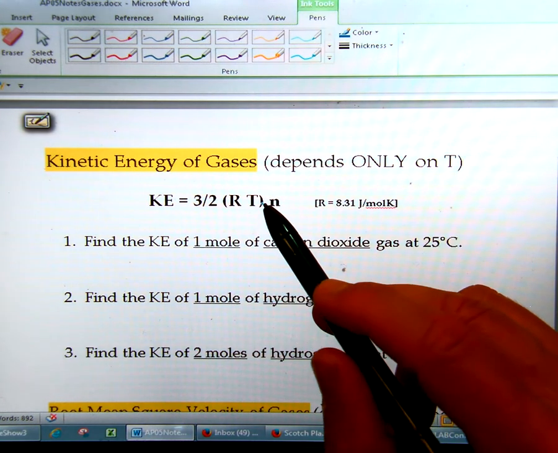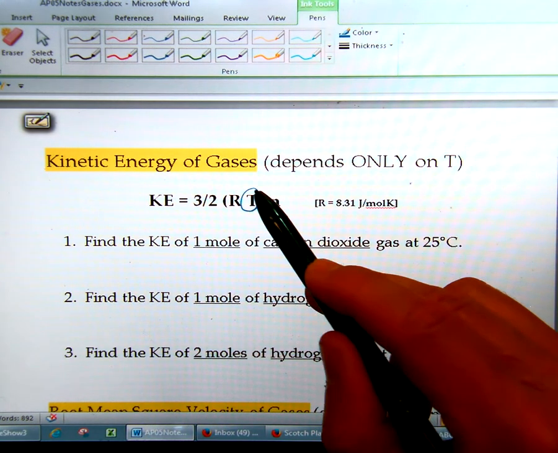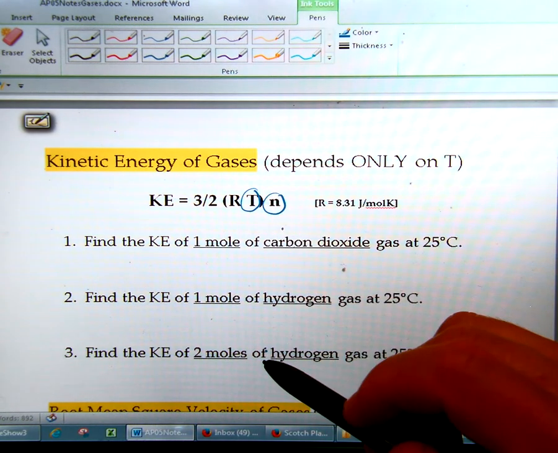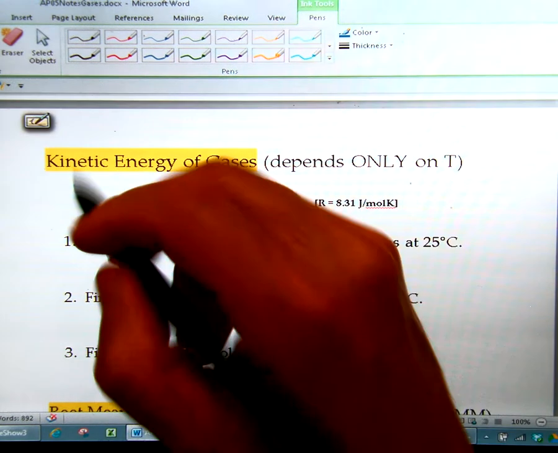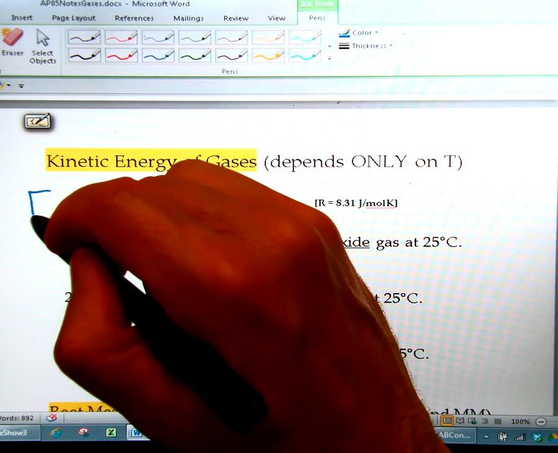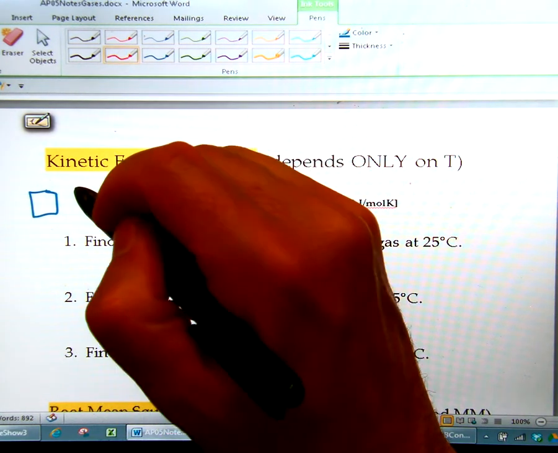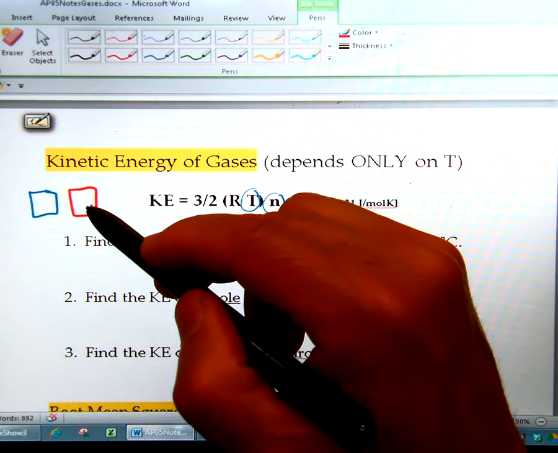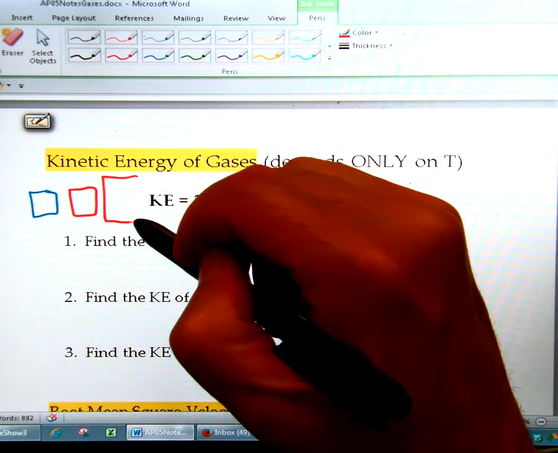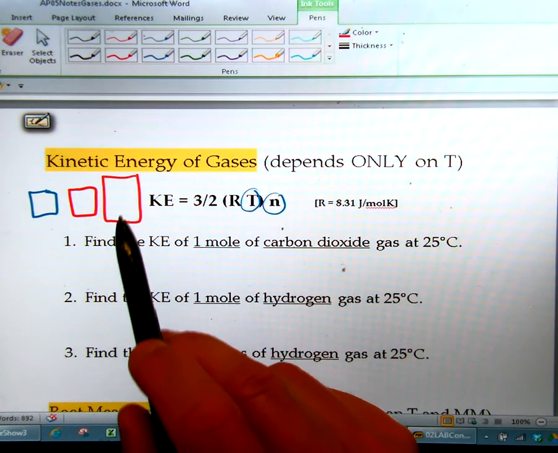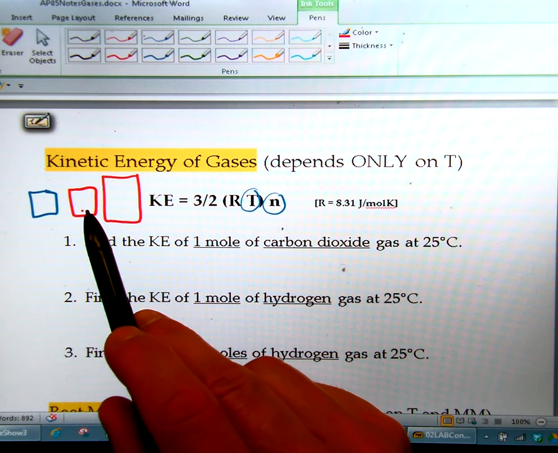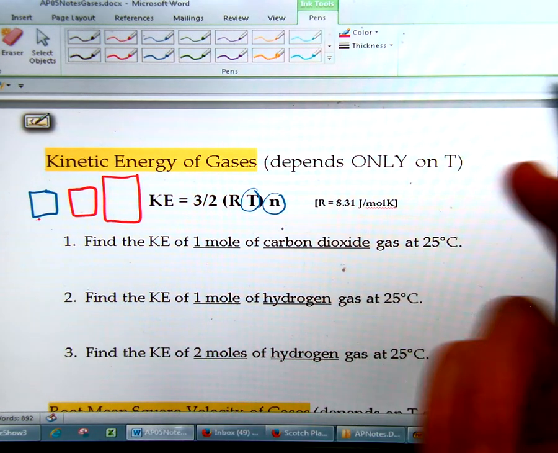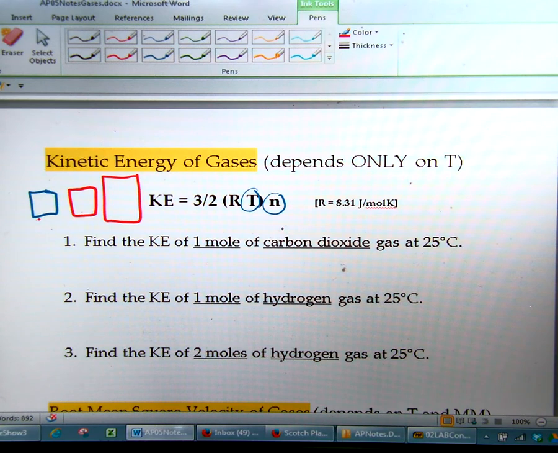The hotter a gas, the hotter the temperature, the more kinetic energy that sample will have, and the more moles, the more kinetic energy it will have. Let's say we had a cold gas and a hot gas. The one that has more kinetic energy is the hot gas. Let's suppose you had a bigger container of the hot gas. This third container would have more kinetic energy than this one, and of course this one has more kinetic energy than that one. So it's just a simple formula to find the kinetic energy.